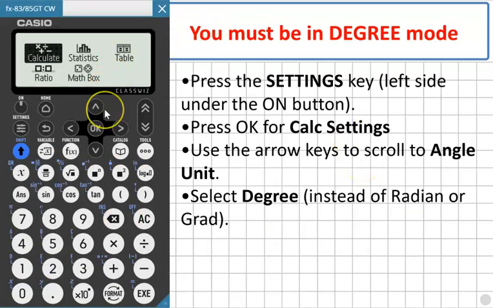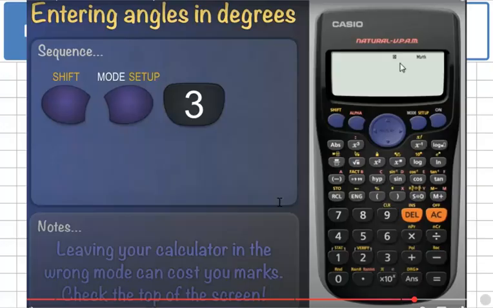If you have this version of the ClassWiz, press Settings. So it's just under the On button. Press OK for calculator settings. Scroll down using the down arrow key to angle unit and select degree. And if you have the older version, press Shift Mode 3.